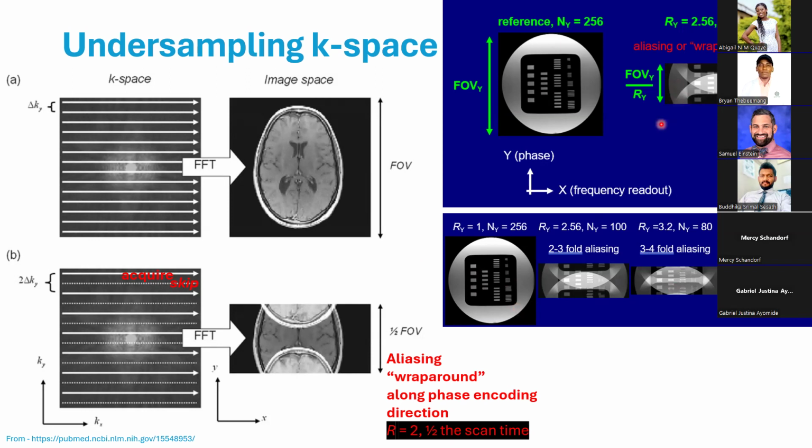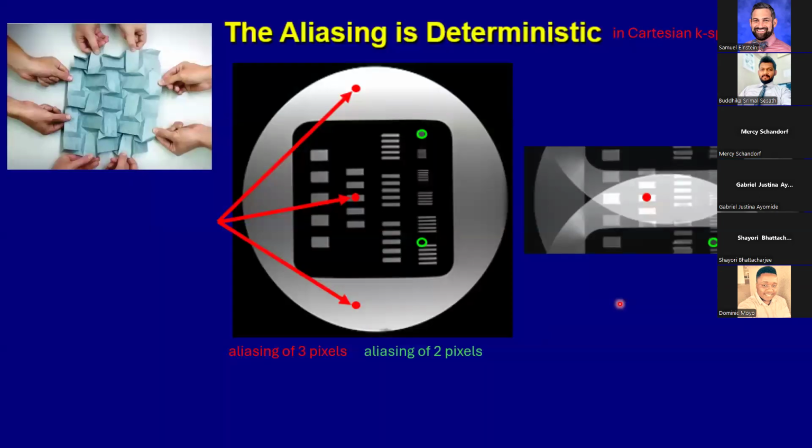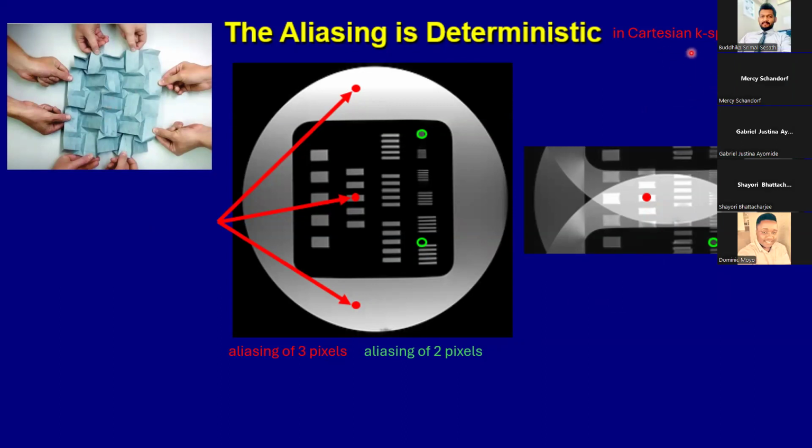So just keep in mind that R doesn't have to be an integer number. It could be any number up to some limit, and we'll talk about that limit in a little bit. So like I said, it is a lot like folding a piece of paper, but it's a little bit deterministic, at least in Cartesian K-space MRI that we've been talking about.